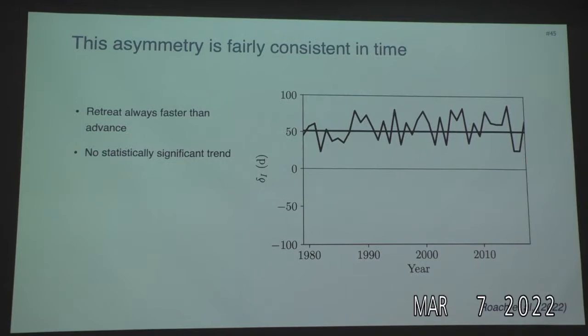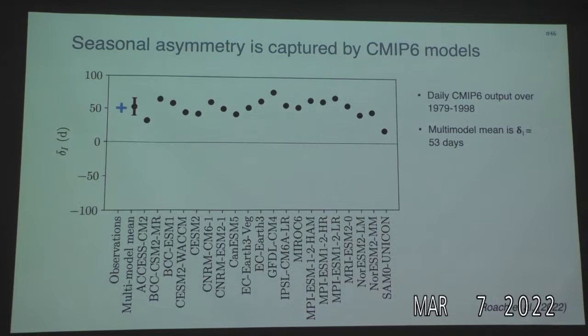We also computed this for the CMIP6 models. So here the observations are the blue cross, and the multi-model mean is this second marker with the error bar showing the intermodel spread. So this is the delta value for each model. Going further right, we have the individual CMIP6 models, including any model that provided daily data over 20 years. And you can see that the models do a pretty good job of capturing this. The multi-model mean is 53 days, very close to the observed value.